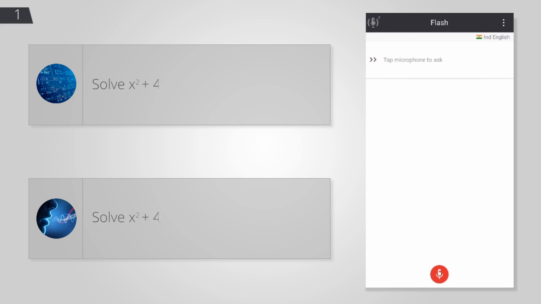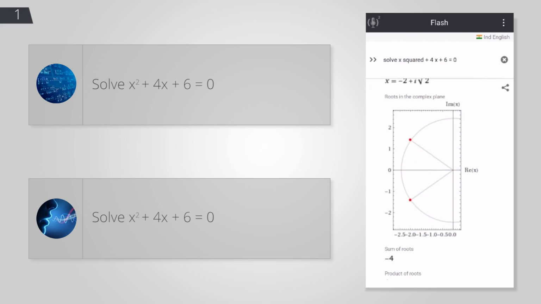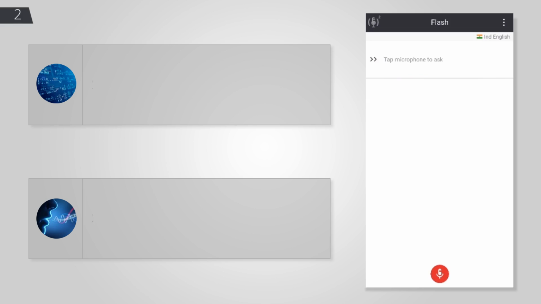Solve x squared plus 4x plus 6 equals 0. x plus y equals 10, x minus y equals 4.